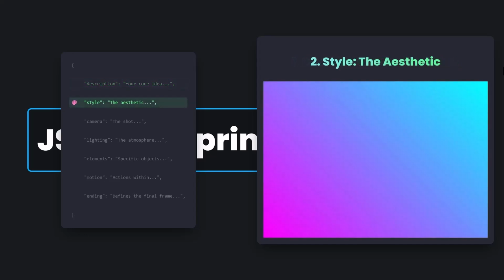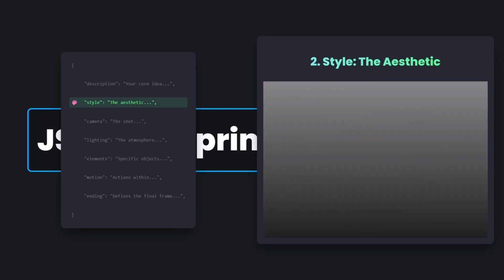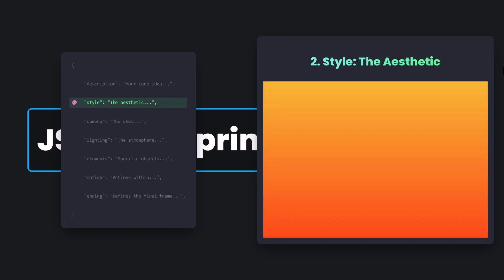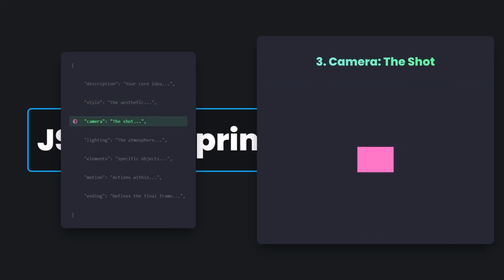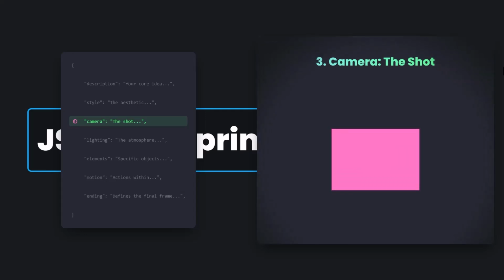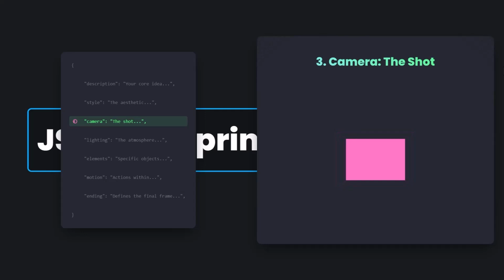Next, we have style. This defines the aesthetic and mood of your video. Are we talking hyper-realistic, animated, cinematic, abstract? This is where you dial in the visual language that makes your professional adverts or short films truly unique. Then comes camera. This is crucial for capturing that perfect shot. You can specify everything from wide angle to close-up, panning, zooming, tracking shots. It's your virtual cinematographer.